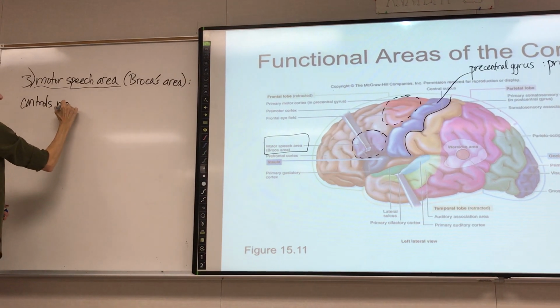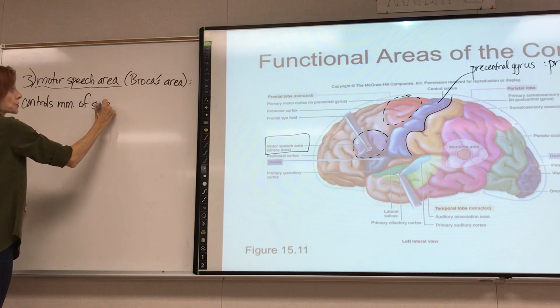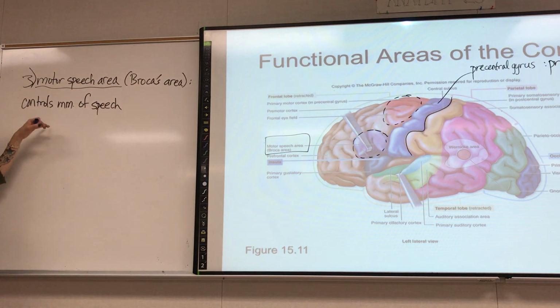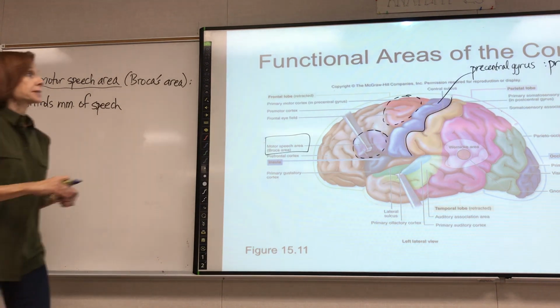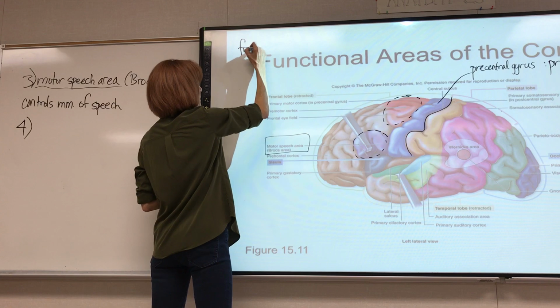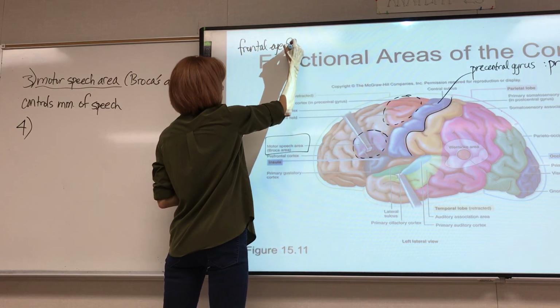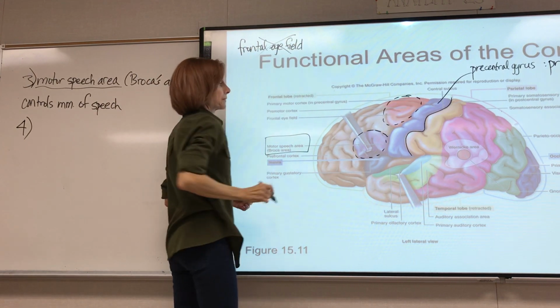This is sometimes damaged in strokes, and if people have damage to this area, they know what they want to say, but they can't execute the actual movement, because they can't control the muscles involved in speaking. But they understand speech, they know what they would like to say. Motor speech is muscles, right? So those are the areas I want you to know in the frontal lobe. You have something on your list that you can cross out. It's called the frontal eye field. This controls eye movements, but just take it off the list.